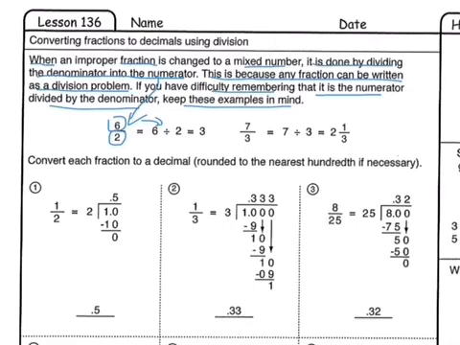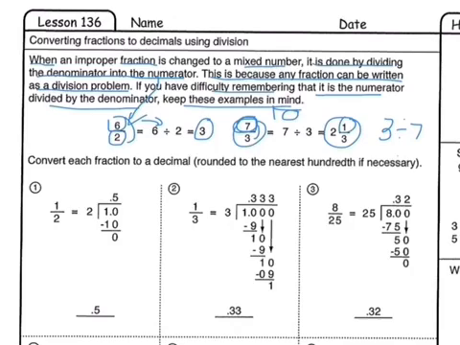So 6 halves is equal to 3 because 6 divided by 2 is 3. 7 thirds is equal to 2 1/3 because 3 goes into 7 2 times with a remainder of 1. Some kids want to do 3 divided by 7, and that's wrong. It's actually 7 divided by 3. You can also remember that the numerator, the top number, is going to go on the inside of this division problem. We're going to take a look at a couple of examples first here together.